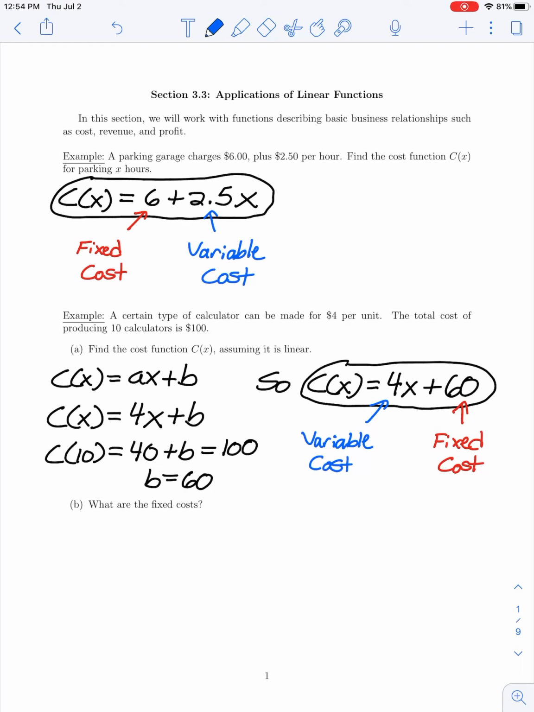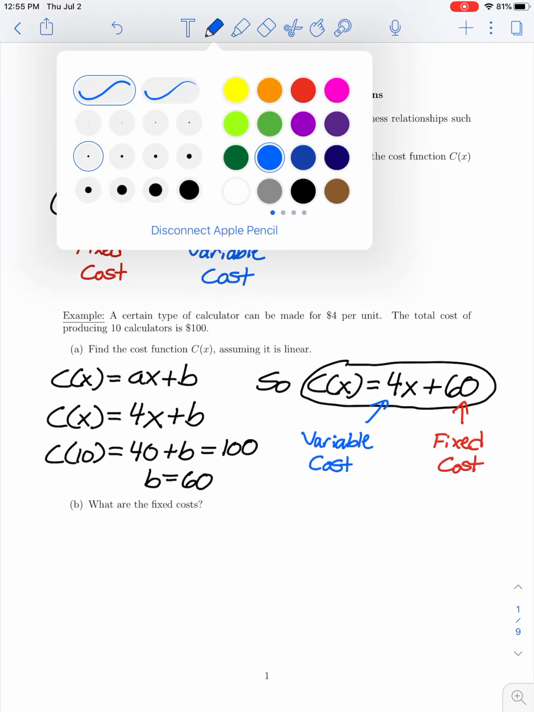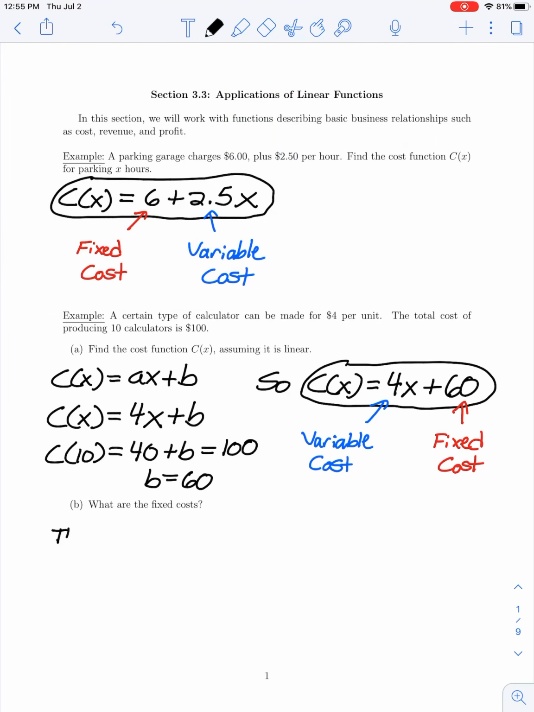So in part B of this example, we are asked what are the fixed costs? Well, we've already identified them here. We would say that the fixed costs are $60. Okay.